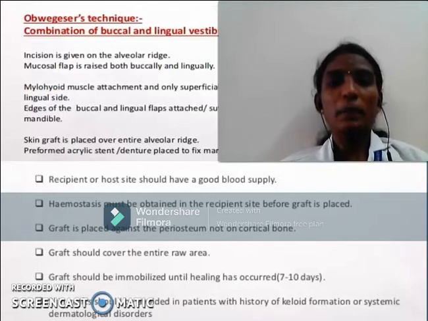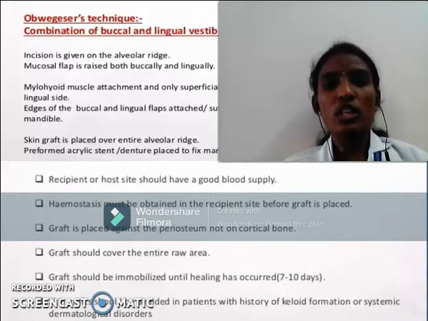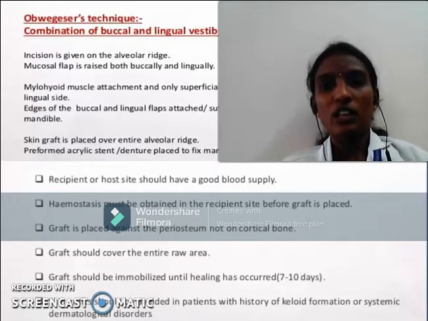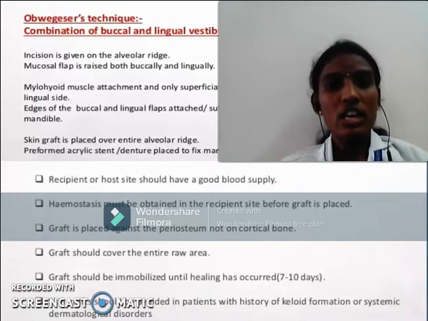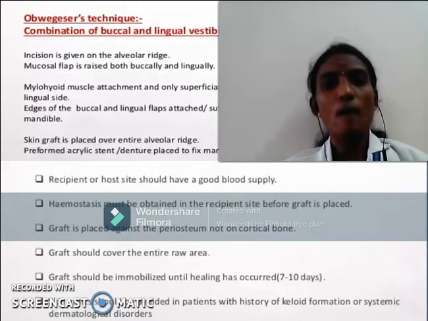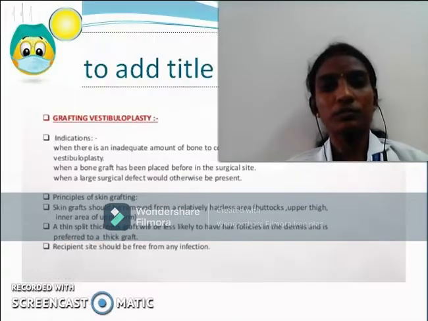Obwegeser technique is a combination of buccal and lingual vestibuloplasty. An incision is given on the alveolar ridge. The mucosal flap is elevated buccally and lingually. The mylohyoid muscle attachment and only the superior fibers of the genioglossus muscle are separated on the lingual side. The edges of the buccal and lingual flaps are sutured on either side below the inferior border of the mandible.